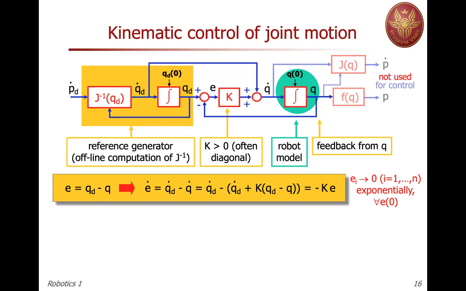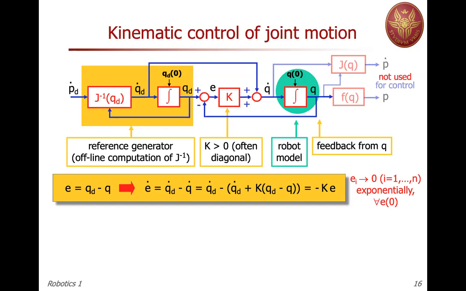In any case, in order to understand what the error will do in the future, how it will evolve, just for analysis, pay attention. We are not computing this in real time. What we are computing in real time is Q dot equal Q dot desired plus K times the error E. This is all we need to know. So in order to predict the evolution, we look at the time derivative of this error vector. Remember, the error has the same dimension as the joint space.